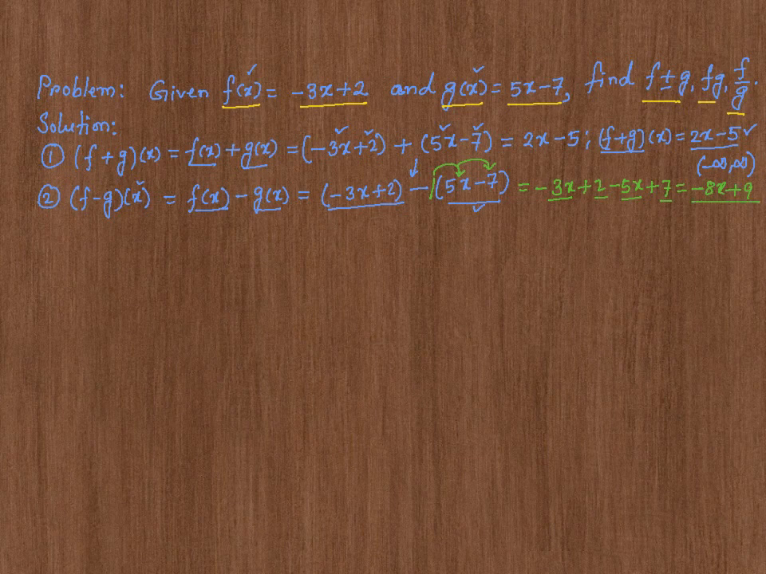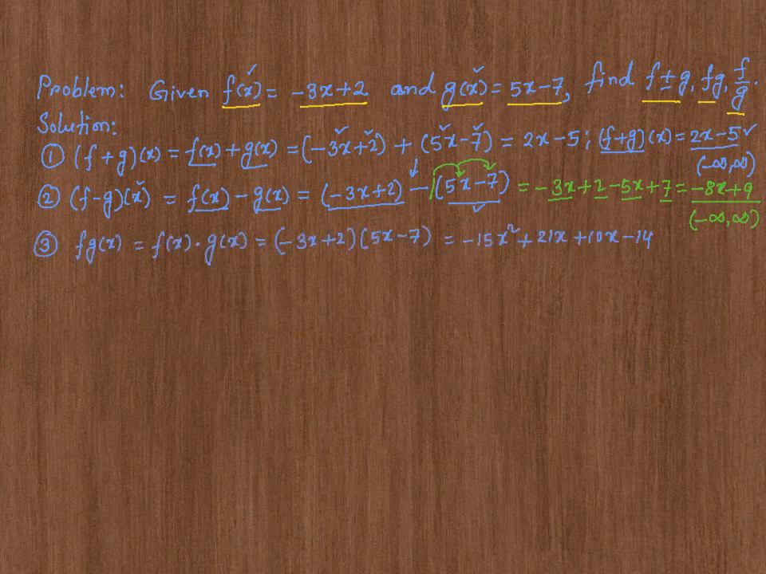Also, as it turns out, this is also a straight line. So the domain of this new function, which is constructed by taking the difference of f and g, is still the same as the domain of the original functions, from negative infinity to positive infinity, which is the entire number line. Now we do the product, f times g of x.